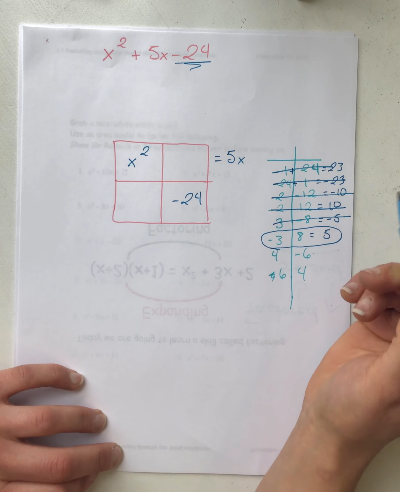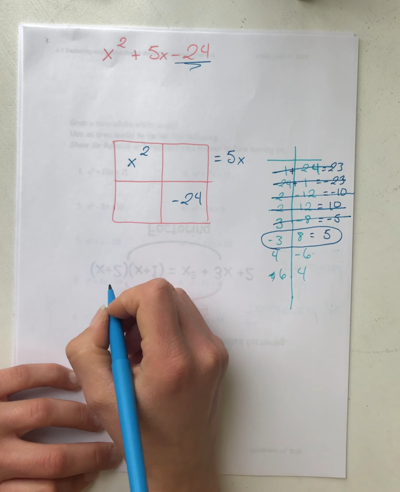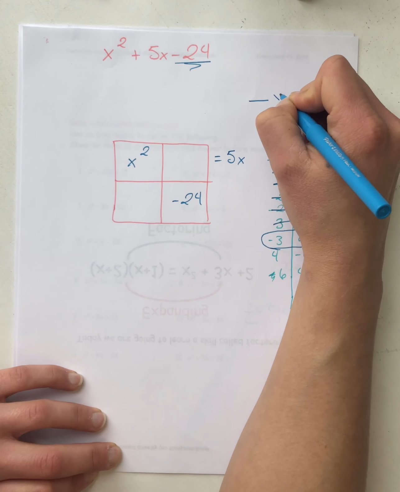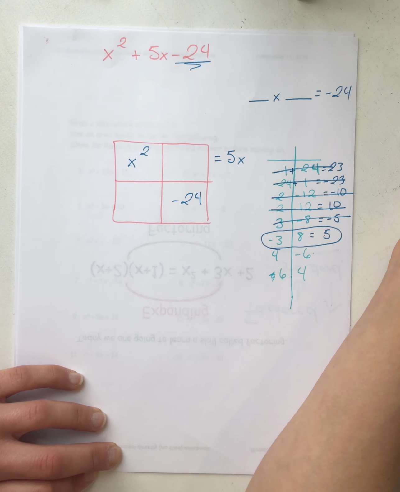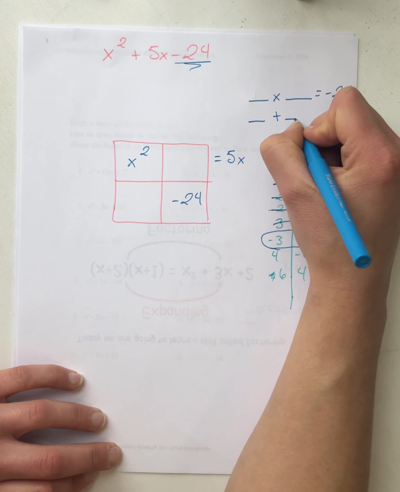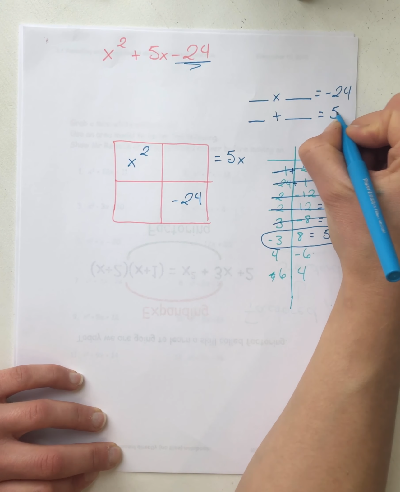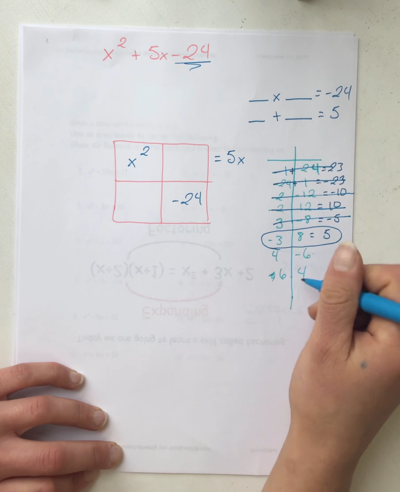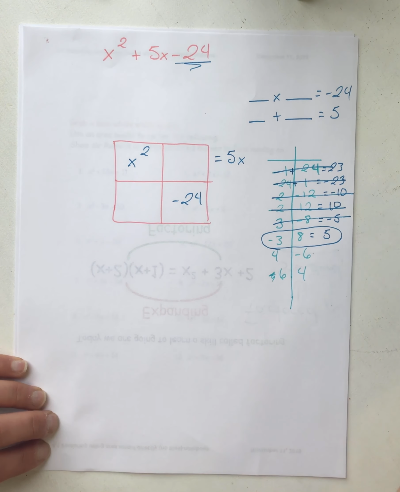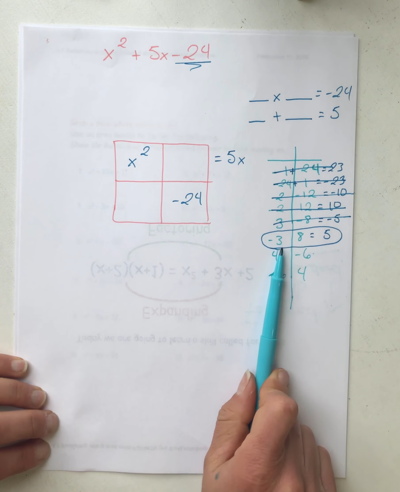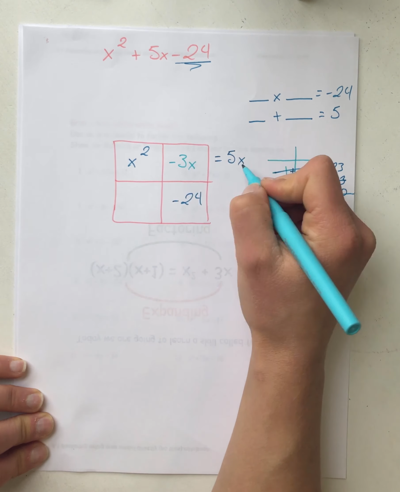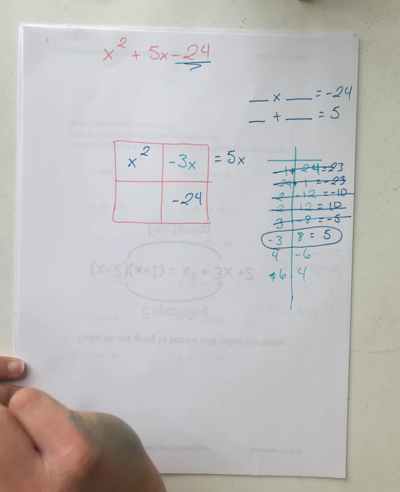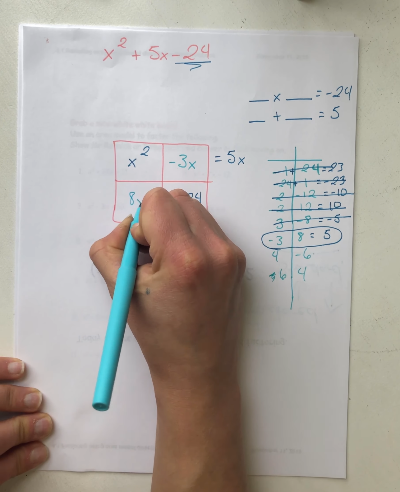Yeah. So what we're doing is we're looking for two things that multiply together to give me negative 24, and two things that add together to give me 5. Okay, so that's all we're doing with this. And so then we're going to take these numbers that we just found and plug them in here. 3x. Don't forget to write the x afterwards, okay? Because they have to equal 5x. So we have negative 3x and we have 8x.